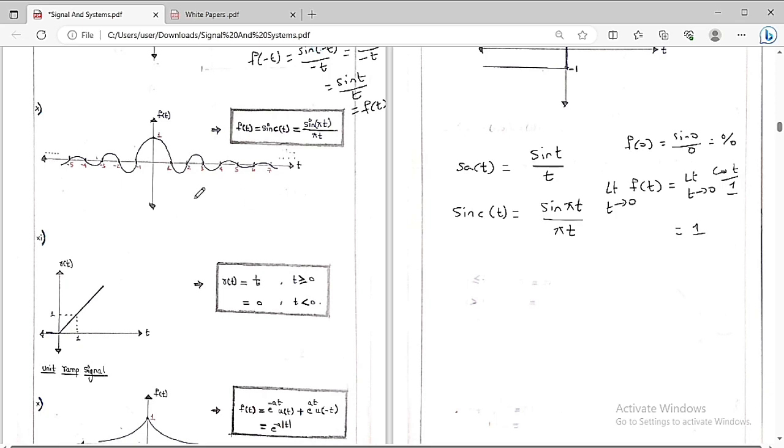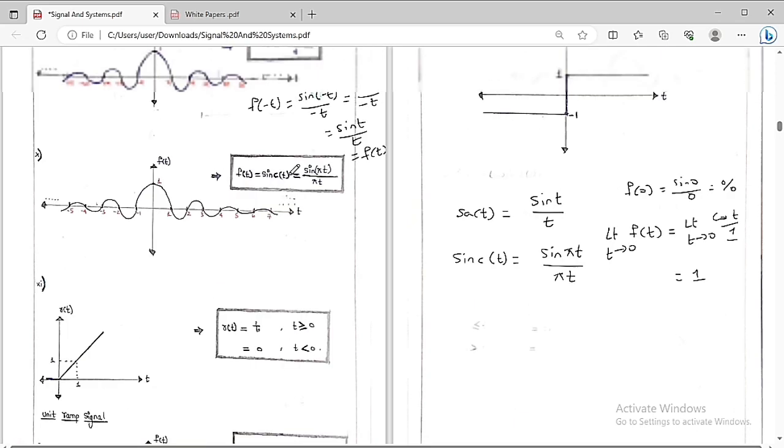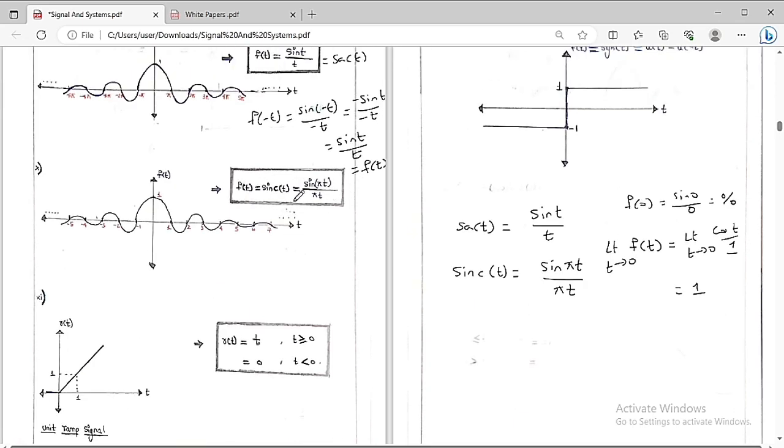Then go for the next signal. So what is the next signal that we are going to discuss? Which is sinc of t. What is sinc of t? Sinc of t is nothing but sin of pi t by pi t. I've already told you, sin of pi t by pi t is nothing but sinc t. So if you compare these two things, what we can say? Very simple. So sinc t is nothing but Sa of pi t. So you can see clearly here, sinc t is nothing but Sa of pi t.